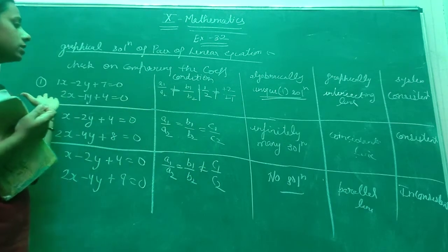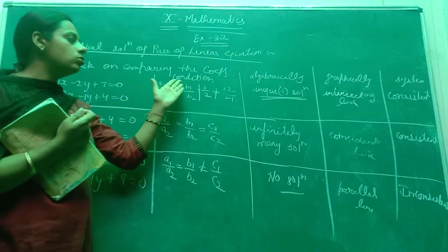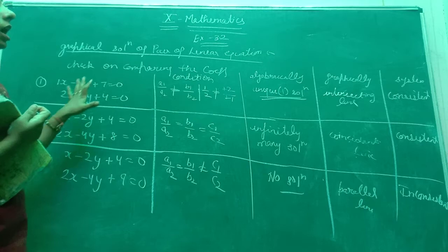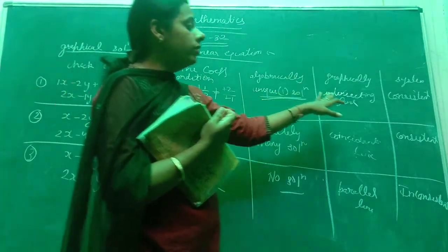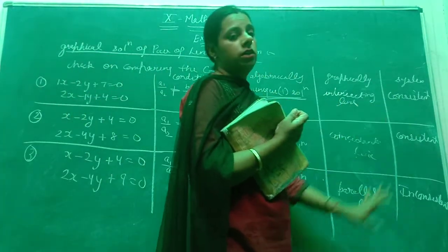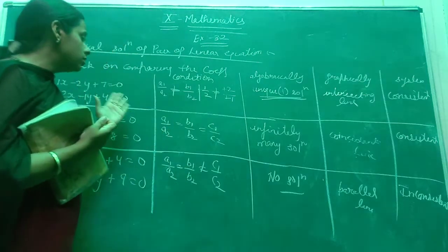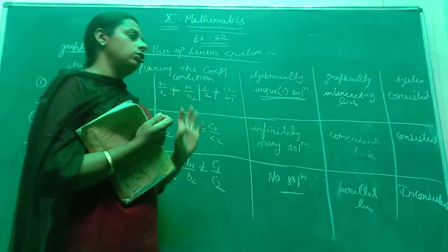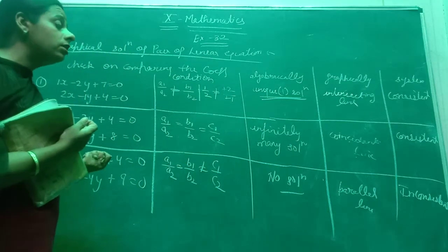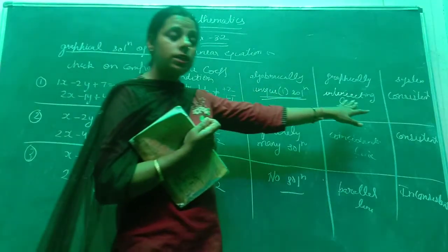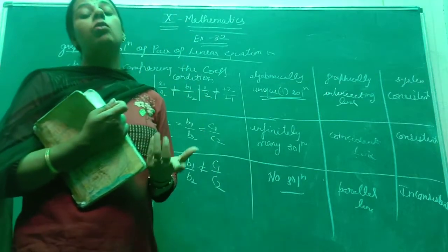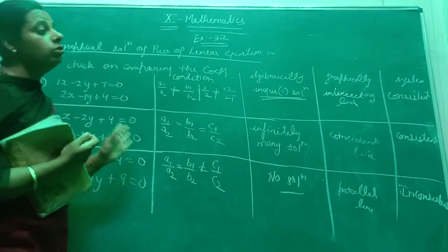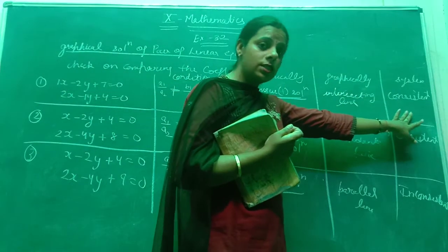Since as you can see that in this condition A1 by A2 is not equal to B1 by B2, then we can say that this system has a unique solution having intersecting lines. If someone asks about their algebraically solution, you can say that they have a unique solution. If someone asks about the graphically solution, then you can say the lines are intersecting. If someone asks about which kind of system this pair of linear equation can have, then you can say that they have the consistent system.